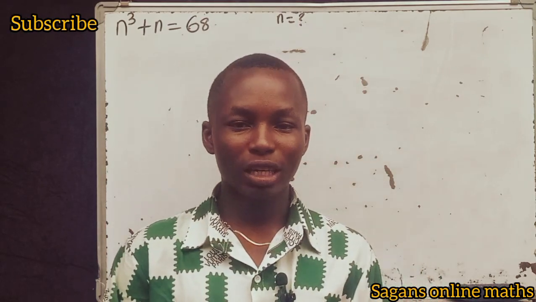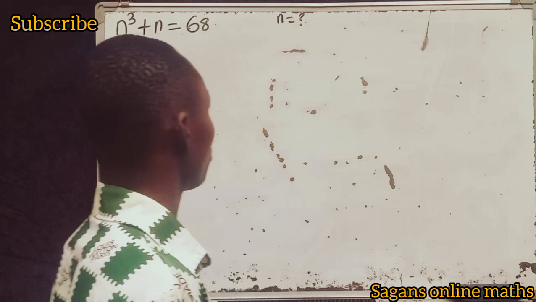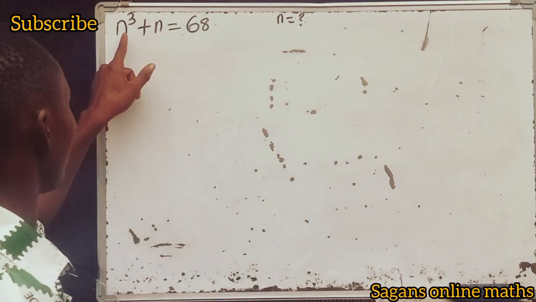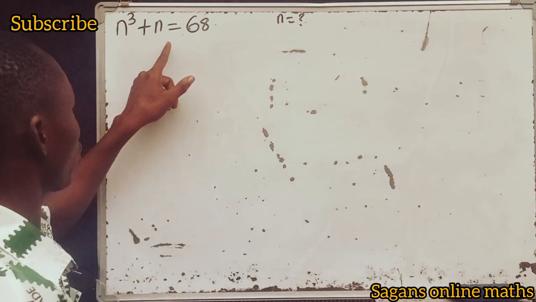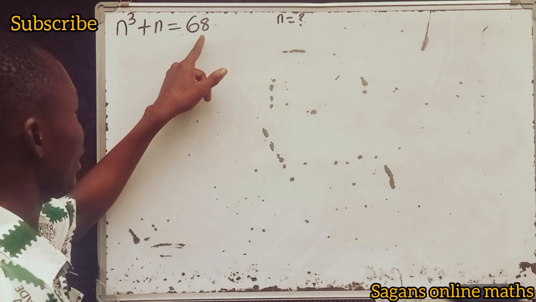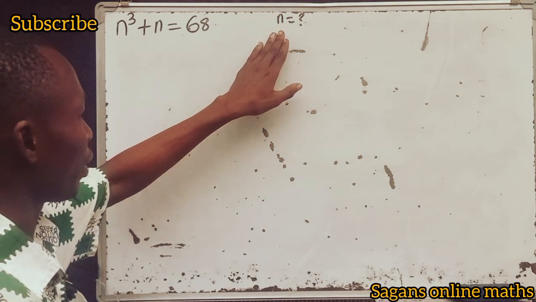Let's solve this question together. Now look at what you are given on the board. We are given that 3 to the power n to the power of 3 plus n equals 68. We are asked to look for the value of n.